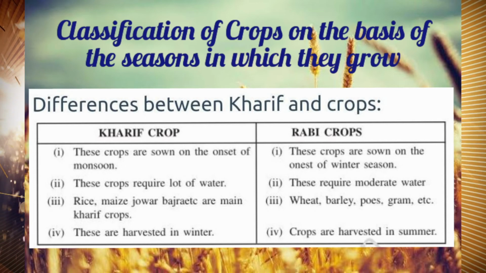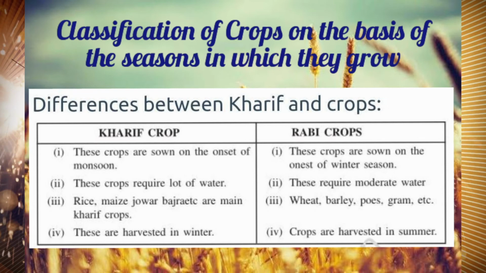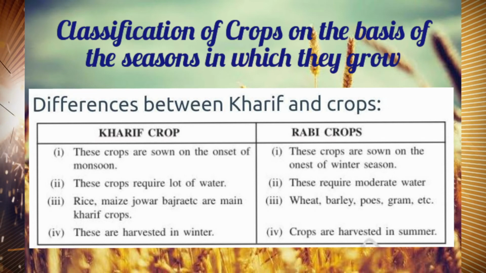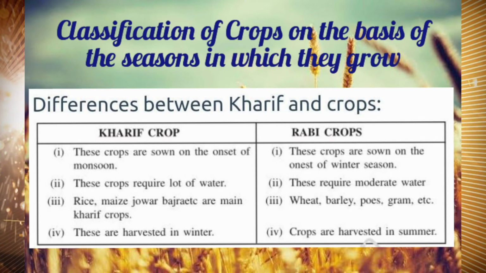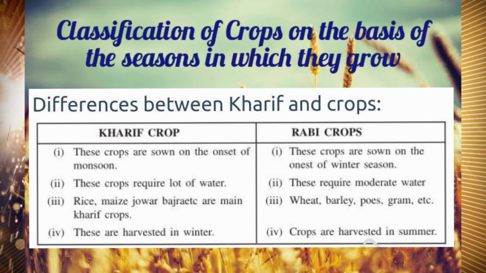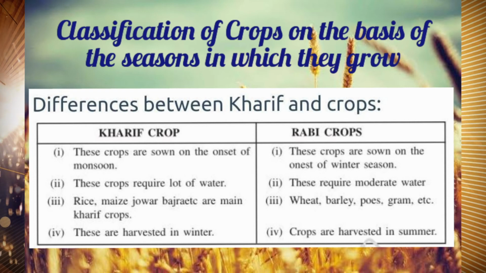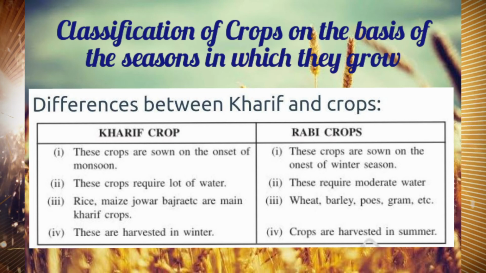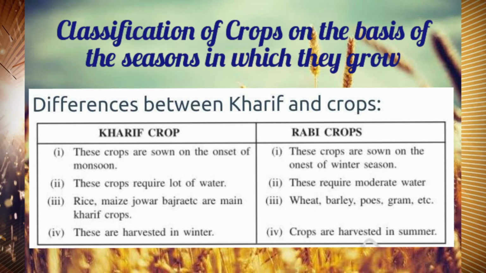So these are the two seasons, winter and monsoon, on the basis of which crops are classified. So today we studied what is a crop, how crops are classified on the basis of their produce and crop seasons, types of crop season, and the crops grown in that particular season. In our next video, we'll study about basic agricultural practices.